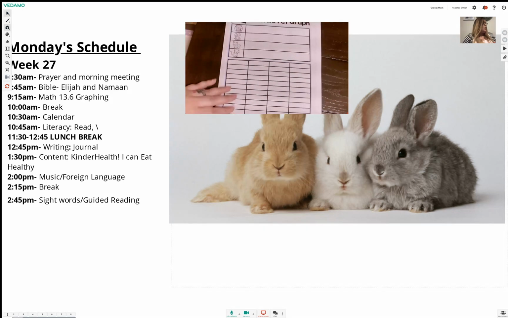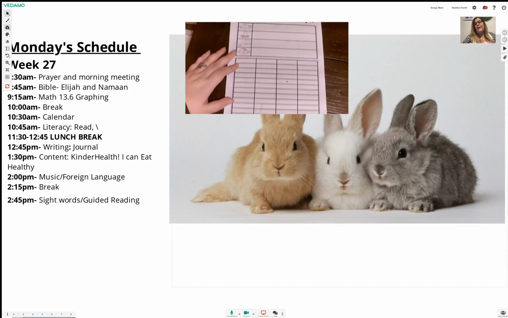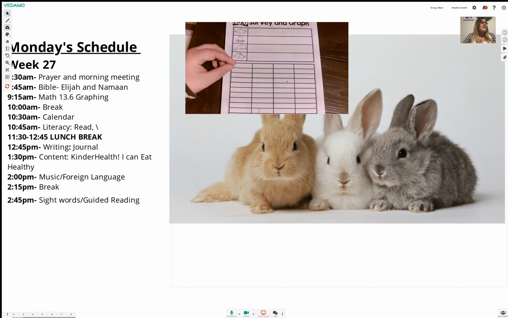It asks what their favorite sea animal is. And again, your children are supposed to walk around the classroom and ask and gather that information, which is really cool. They're supposed to survey their friends and then graph the information. And we graph it as a class. And that's really hard to do.